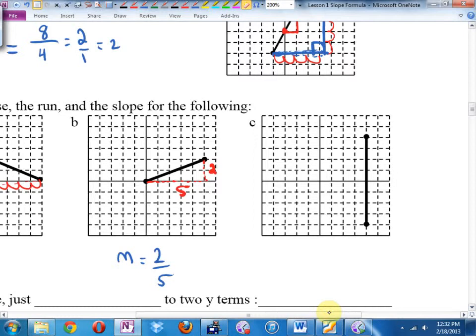What was the slope of a horizontal line? What did we say? How steep was that? 0. What about a vertical line? Well, we would say this. What's the rise? 1, 2, 3, 4, 5, 6, 7. What's the run? It's a trick question. 0. What is 8 divided by 0? Not 0.